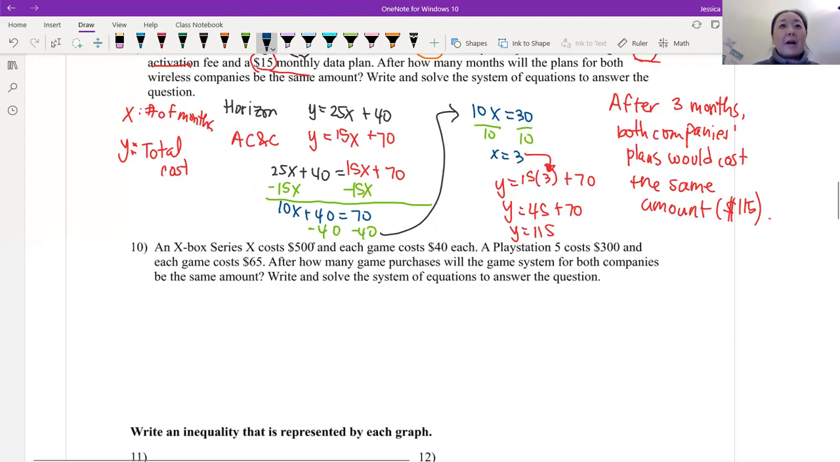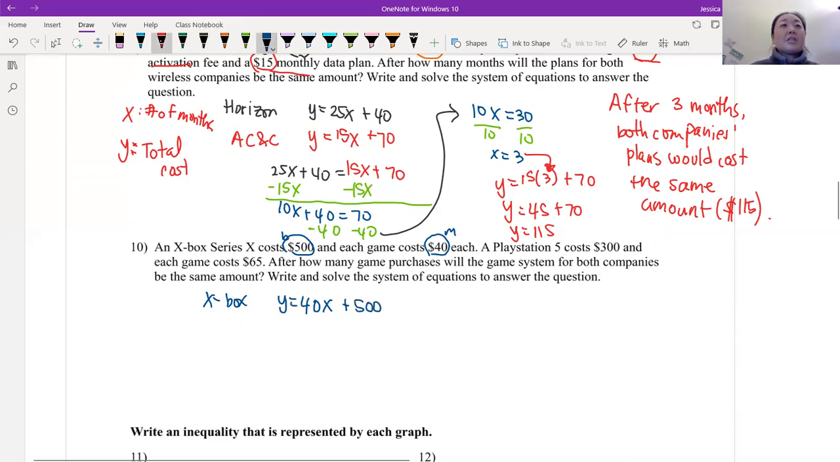So again, the 500, this is going to be our B. And then the $40, because you're not going to buy just one game, right? We're just going to keep on buying games. That's going to be our M. So for Xbox, this is going to be y equals 40x plus 500.